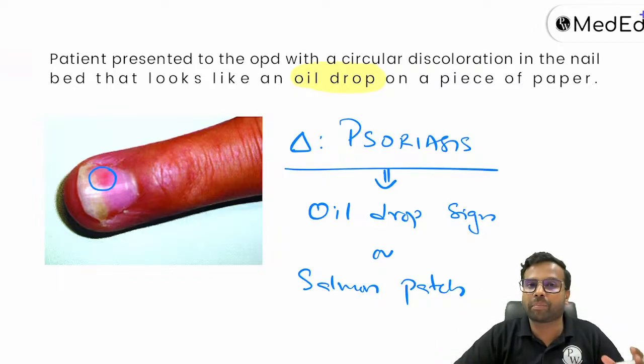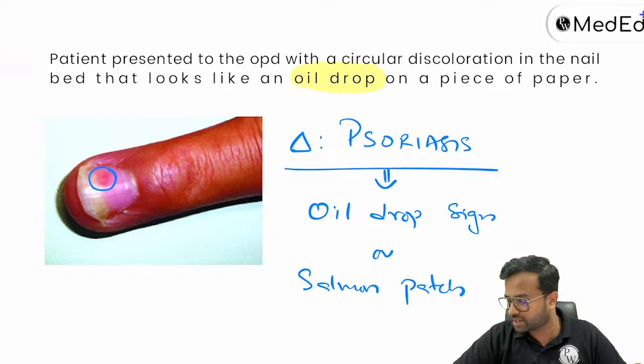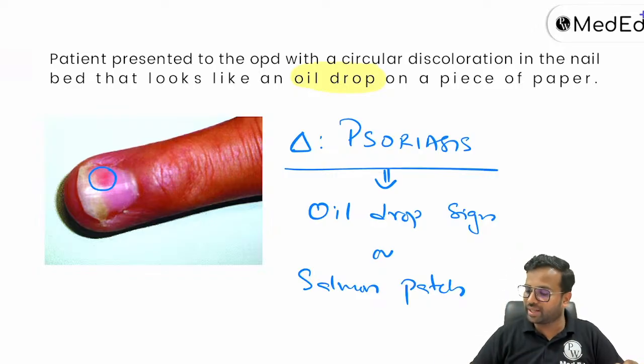That is a salmon patch in the skin, whereas a salmon patch in the nails is called an oil drop sign in psoriasis.